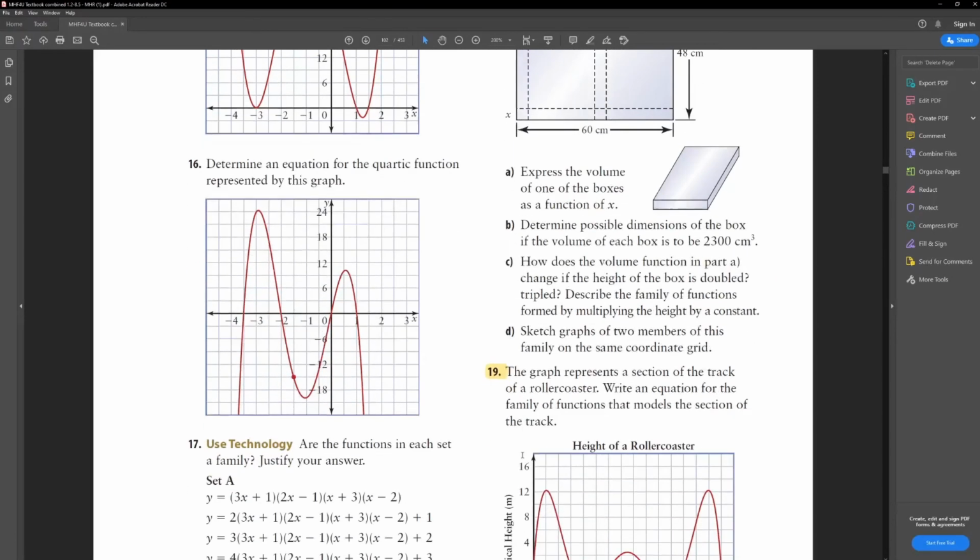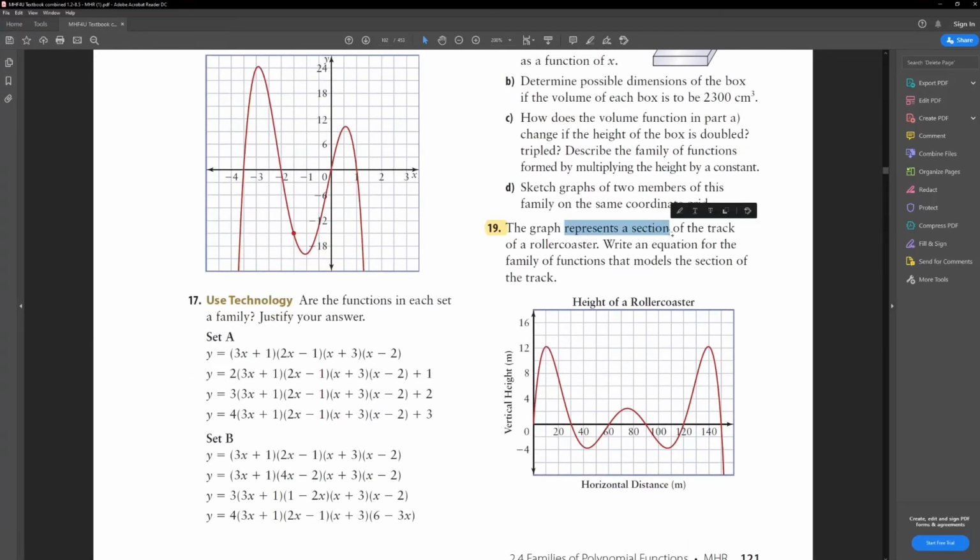Last one we have is question 19. The graph represents a section of the track of a roller coaster. Write an example for the family of functions that models the section of the track. Okay, so here, what do we know? We know that our zeros are 0, 30, 60, 90, 120, and 150. So we would have y is equal to k, x minus 0, so x minus 30, x minus 60, x minus 90, x minus 120, and x minus 150.